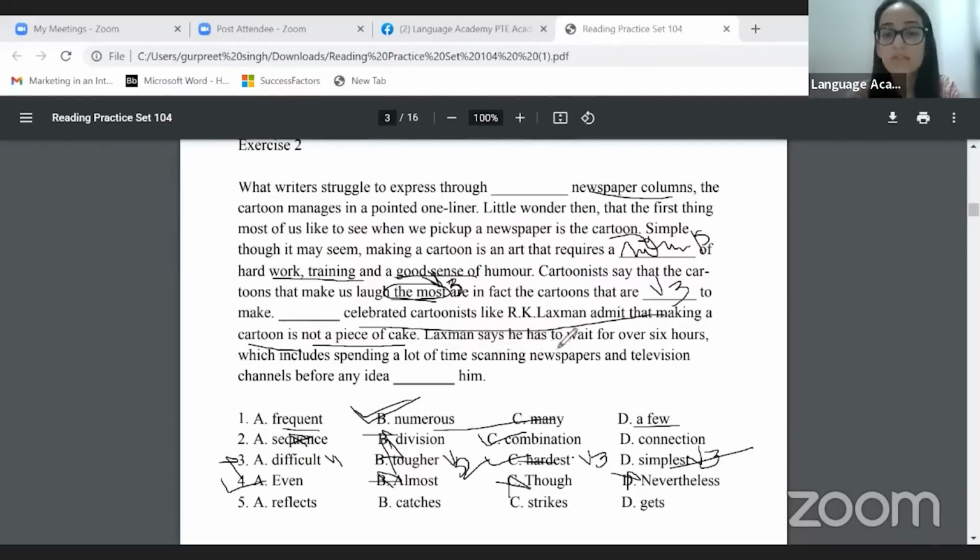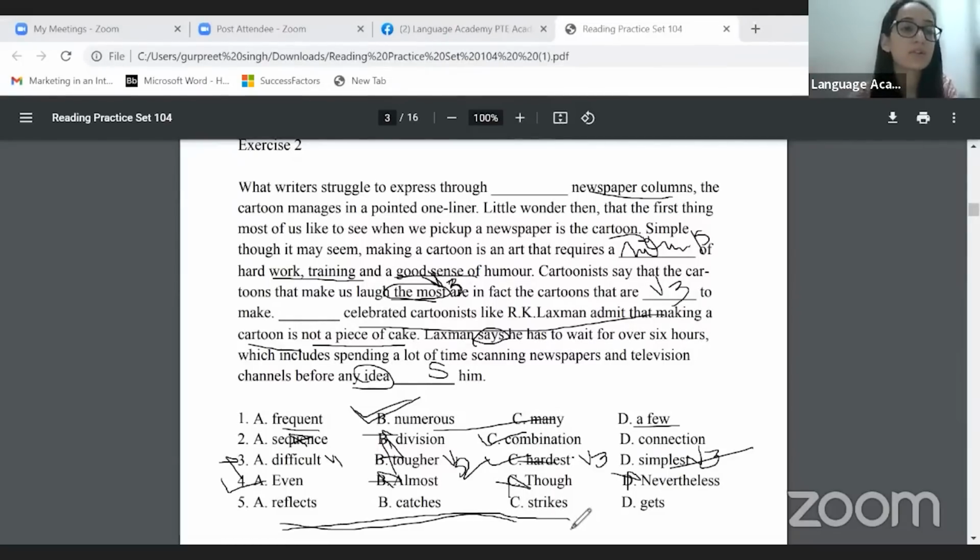Lakshman says he has to wait for over 6 hours, which includes spending a lot of time scanning newspapers and television channels before any idea dash him. So what tense is the statement in? Present tense. So we also need present tense. If there would be anything past, we should first eliminate that, but we don't have it. Idea is singular, so we need a verb with S. That should be the second check. All the verbs are with S.